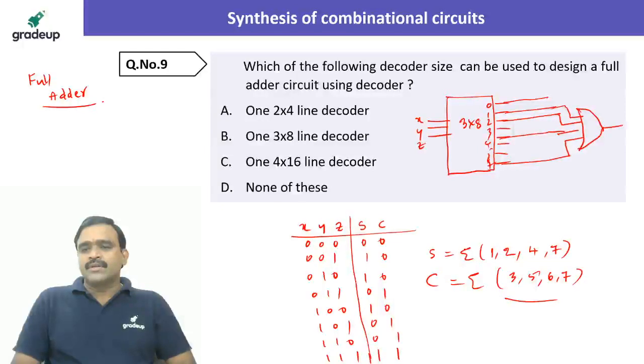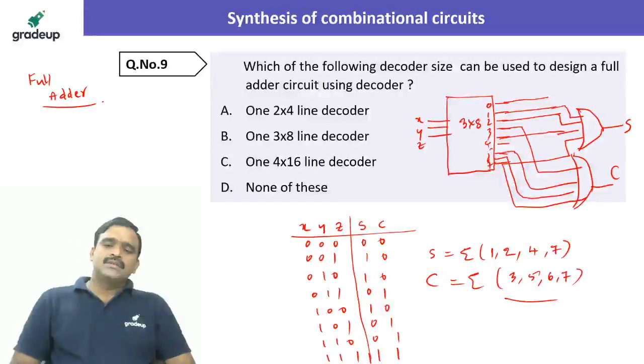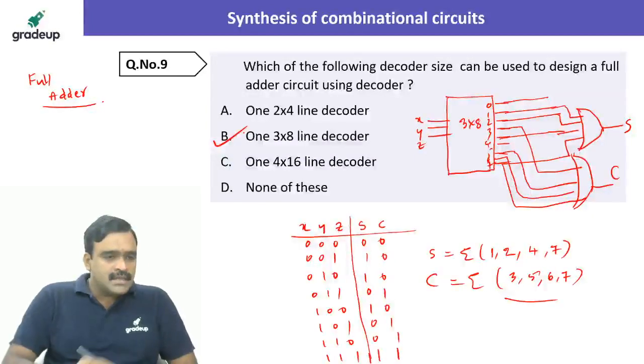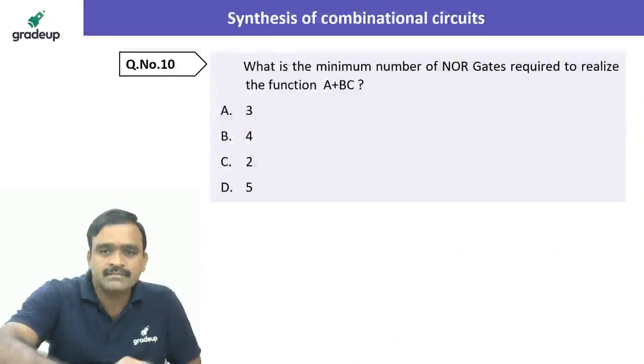So the equation for sum and carry is 3, 5, 6 and also 7. So these will be the output. Just a very rough diagram. This is a carry. Like this, a 3 by 8 decoder is sufficient for this. So option B is the right option. Exactly. Okay. Now coming to the next.